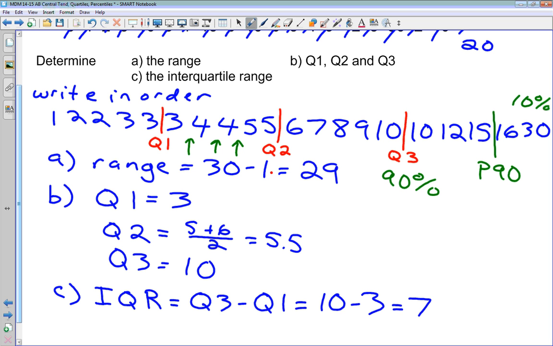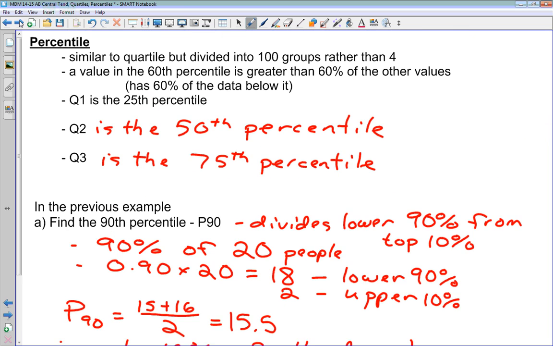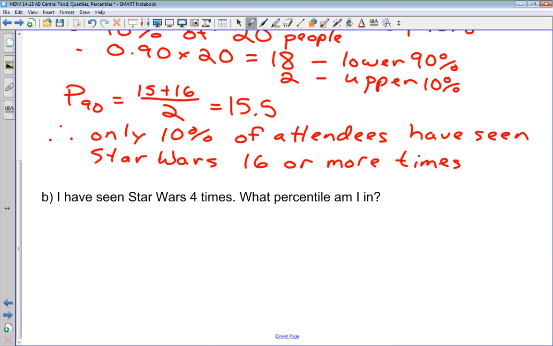So let's think about how many values are less than 4 here. We've got 1, 2, 3, 4, 5, 6 values out of 20 that are below me in this list, or lower than 4. So there are 6 people below 4. So 6 out of 20 people is 0.3, which suggests that this is the 30th percentile.